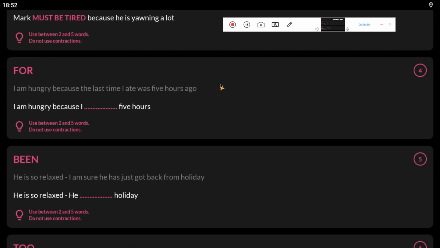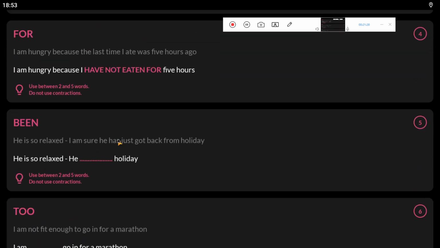Number 4. I am hungry because the last time I ate was 5 hours ago. So I am hungry because the present perfect. I haven't eaten for 5 hours, to point out a period of time. I haven't eaten for 5 hours. Yes, there are no spelling mistakes.